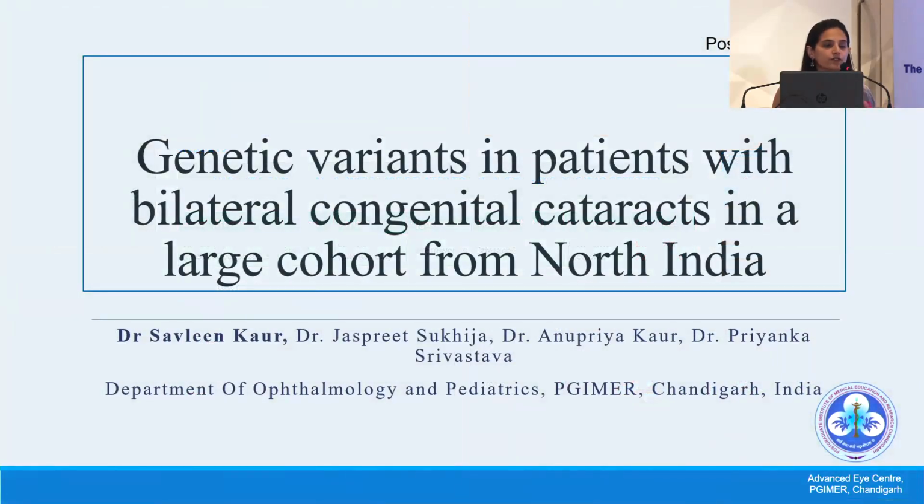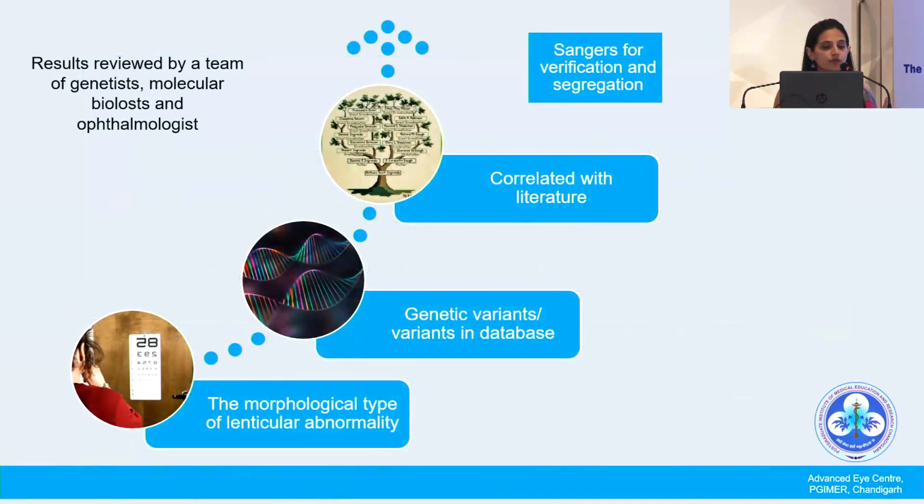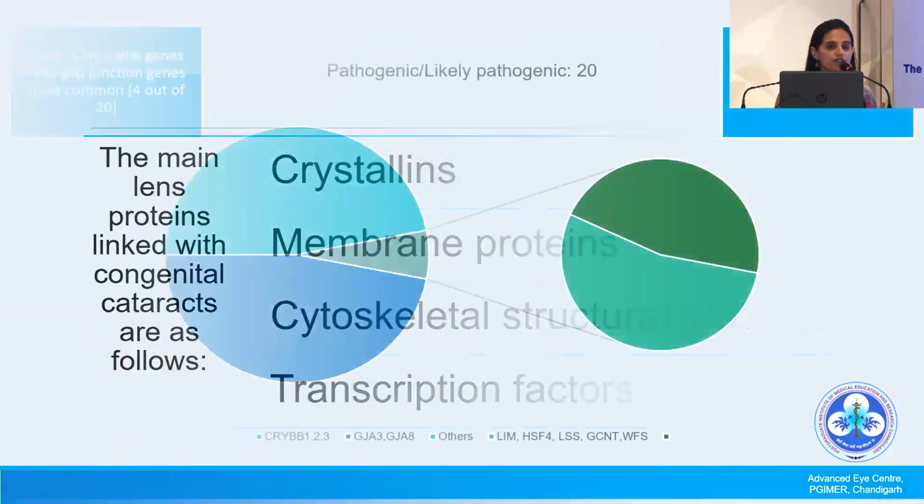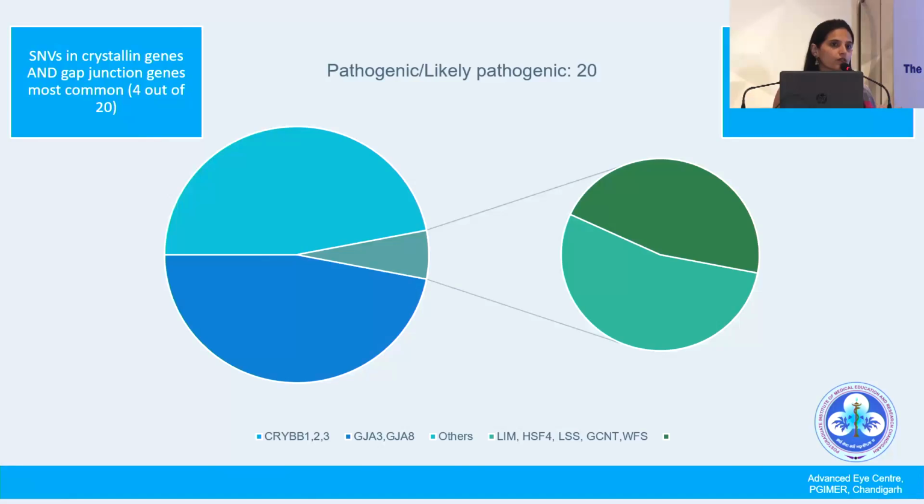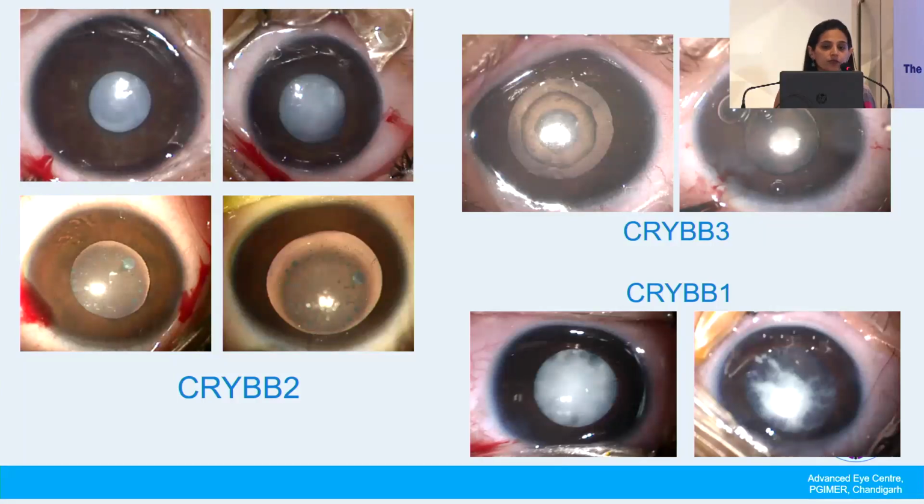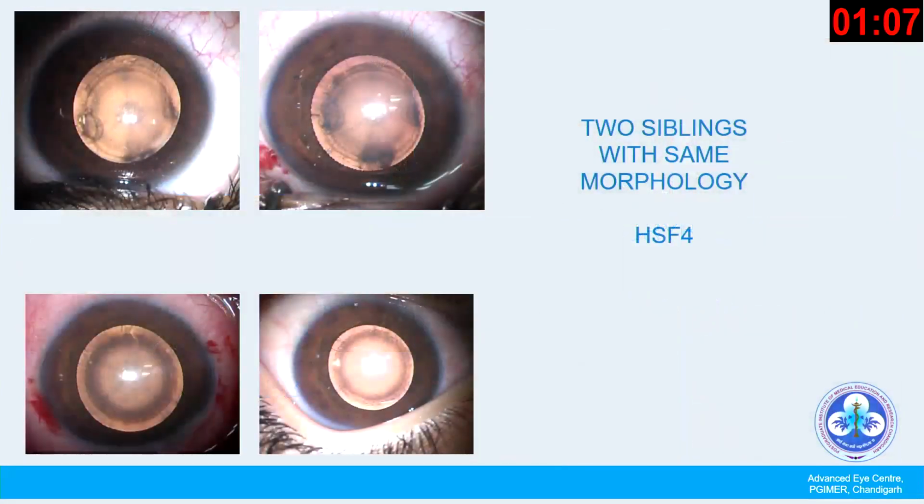So we did try to see the genetic variants. It's a poster that we presented this year in AIOS, if you'd like to see the results. We tried to look at the morphology and correlate it with the variants we get. We do have the common proteins which are causing cataracts, and we somehow saw more gap junction than crystallin mutations, and we're still following them up because we have calcified cataracts presenting to us, which might be because of a delayed presentation in our country, or are they calcified to begin with. Crystallins are by far the most common.